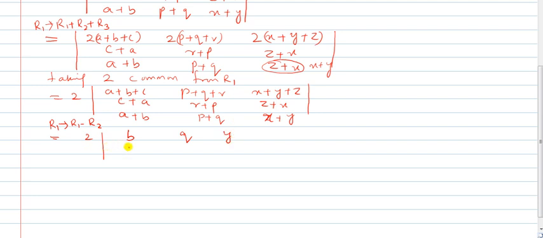Now what is left is C plus A, this one is R plus P, and this one is Z plus X, and this one is A plus B, and this one is P plus Q, and this is X plus Y.